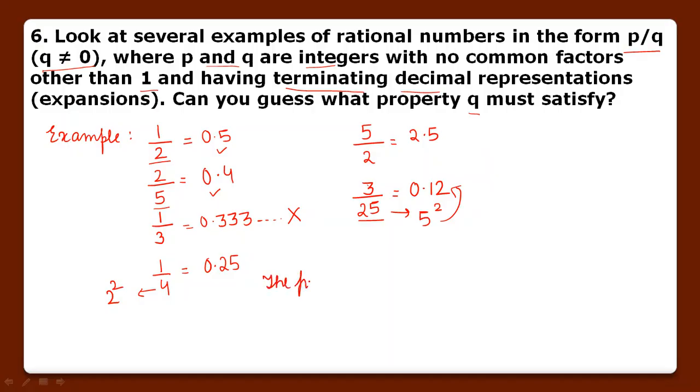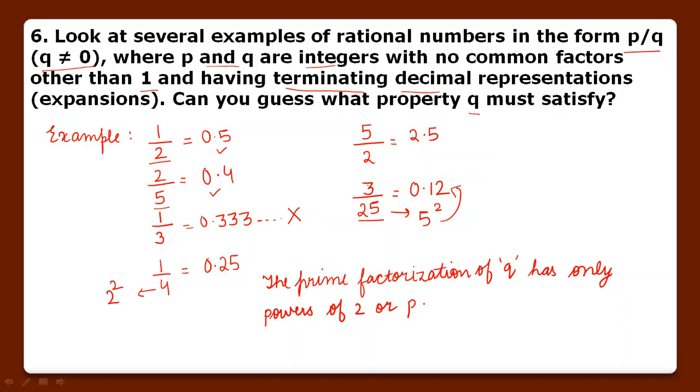The prime factorization of q: when we take the prime factors of q, it has only powers of 2, or only powers of 5, or both. How both? If we take the example of 3 upon 10, what is 10 made of? 2 into 5, meaning a power of 2 and a power of 5. And when we solve it, we get a terminating decimal expansion. So that's why q satisfies the property that if the denominator is 2 or a power of 2, or 5 or a power of 5, or both, we will always get a terminating decimal expansion.